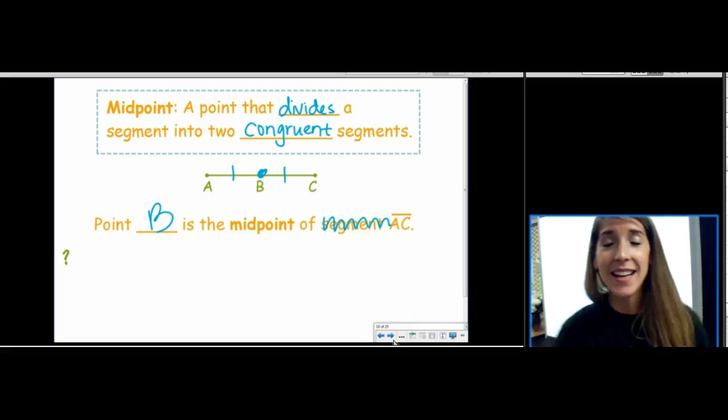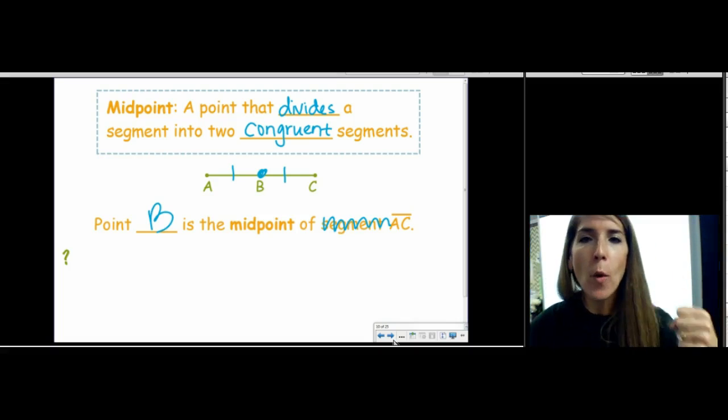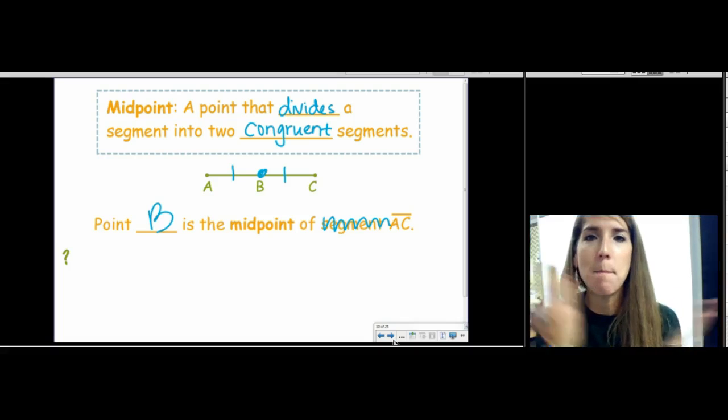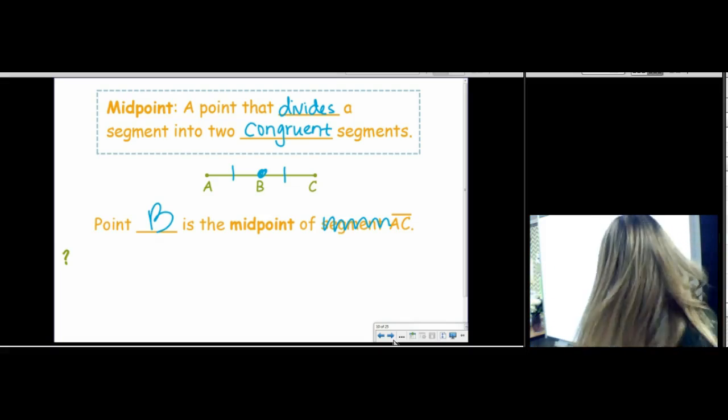Well, we add tick marks. Add tick marks and boom, point B just got promoted. Now he's not just a plain old point, he's a midpoint. He has a title now because of those tick marks.